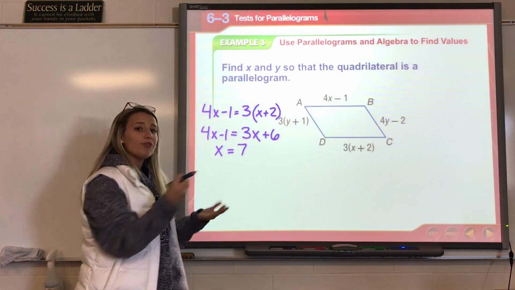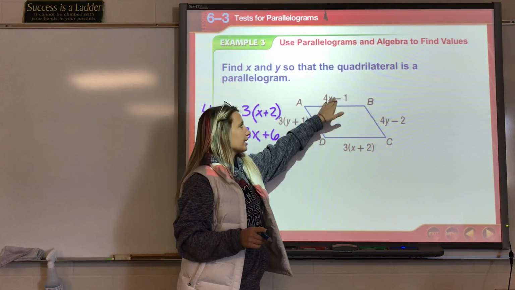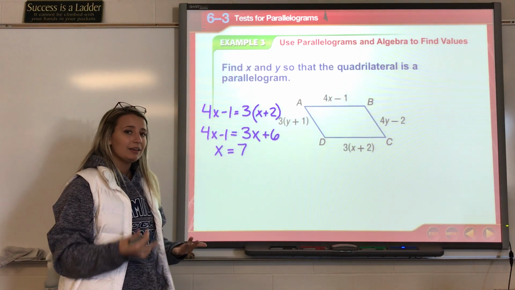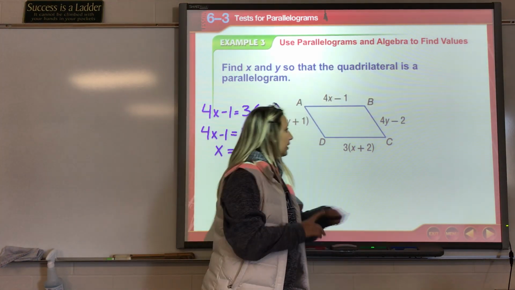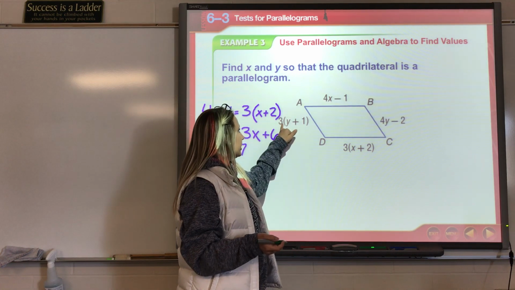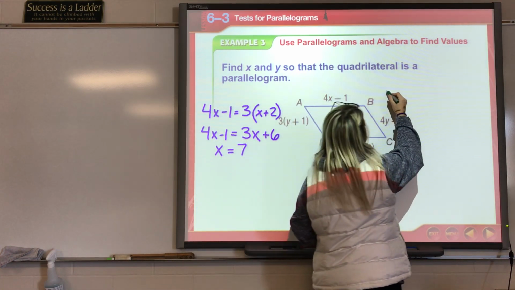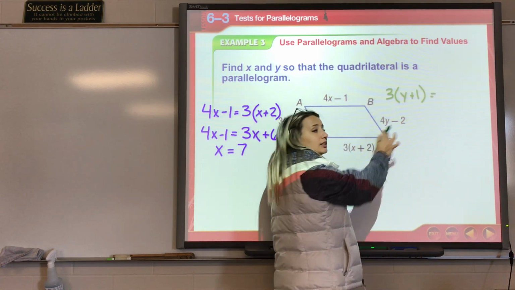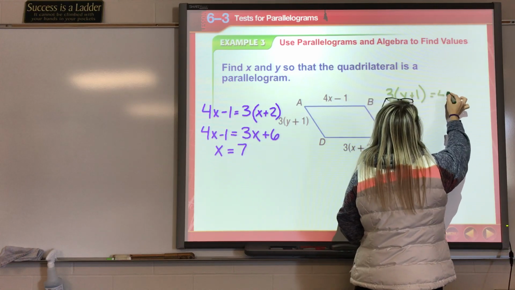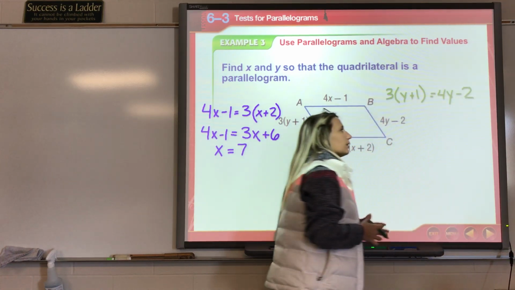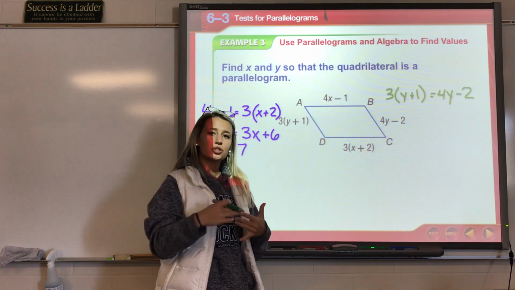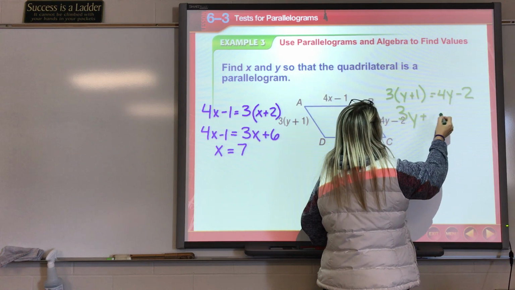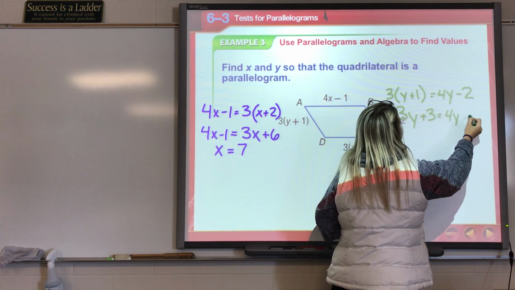And what this is saying is if we plug 7 in for x here and here, those lines are going to be congruent, which is exactly what we need in a parallelogram. Now on this side I do my y's, so I have 3 times y plus 1 equals this side, this 4y minus 2. Again, since we have those parentheses, we're going to distribute the 3 through. So I have 3y plus 3 equals 4y minus 2.